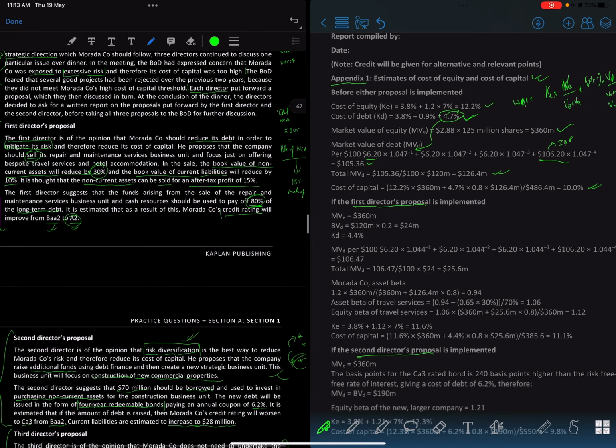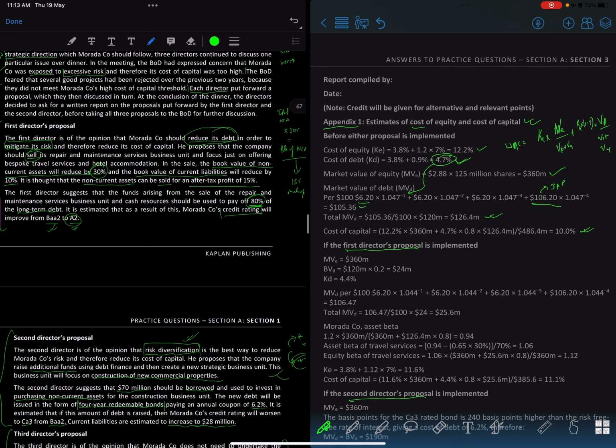Okay, so first, the director's implementation, right? What do we have? We have to reduce the debt. So before, we had some debt which we will be paying off as well, right? So we need to find what? Let's come to the heading again. We need to find cost of equity and cost of capital after the proposed changes have been made, right? So for that we already have the market value of equity. Since we are finding cost of equity, we need the gearing value as well, isn't it? We need that as well.